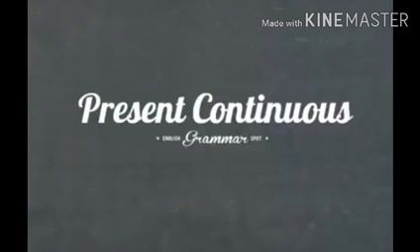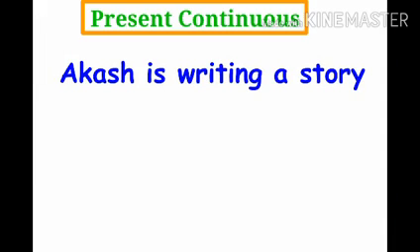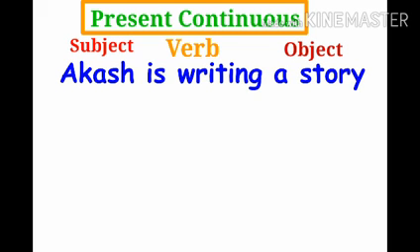Dear students, now let us move to the progressive tense, that is present continuous tense. As you know, the formula of the active present continuous tense is subject plus is, am or are plus the ing form of the verb plus object. For example, Akash is writing a story. Akash is the subject, is writing is the verb, a story is the object. So this is in present continuous tense, an action that is going on at the time of speaking.